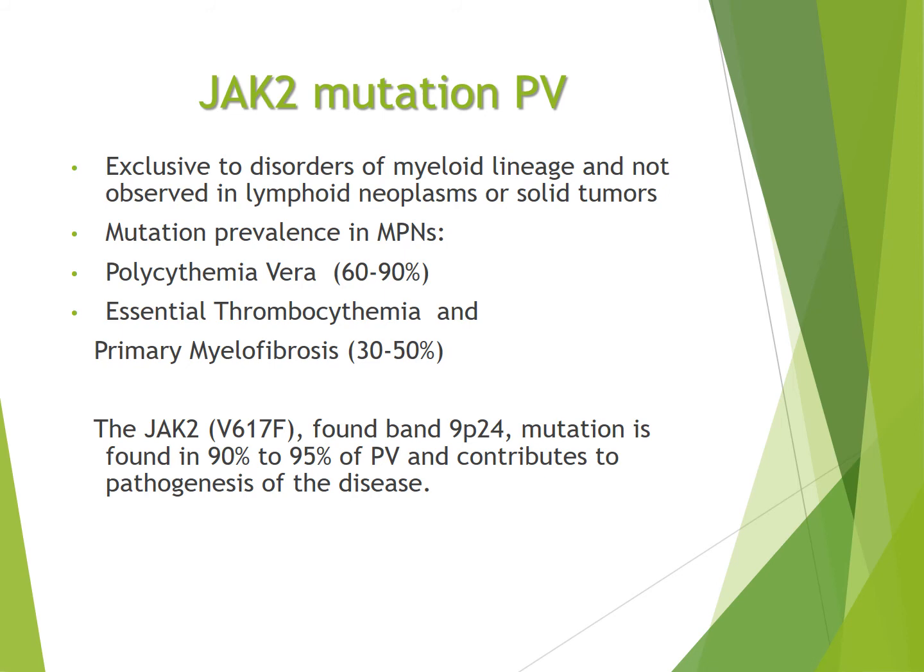This one amino acid change prevents the inhibition of tyrosine kinase, causing it to remain in the active conformation, or always turned on. Now this mutation has also been identified in a couple of other types of MPNs, such as essential thrombocythemia and primary myelofibrosis.